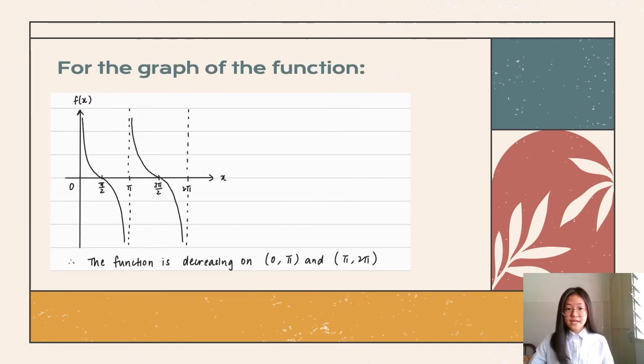And finally, we can sketch the graph of this function by using the information from the previous steps. The dotted lines at x equal to pi and x equal to 2 pi are the vertical asymptotes, and we can see that it is a discontinuous graph. It goes on unending in the vertical direction and gets closer to the vertical asymptote but never touches it. So based on this graph, we know that the function is decreasing on (0, pi) and (pi, 2 pi).